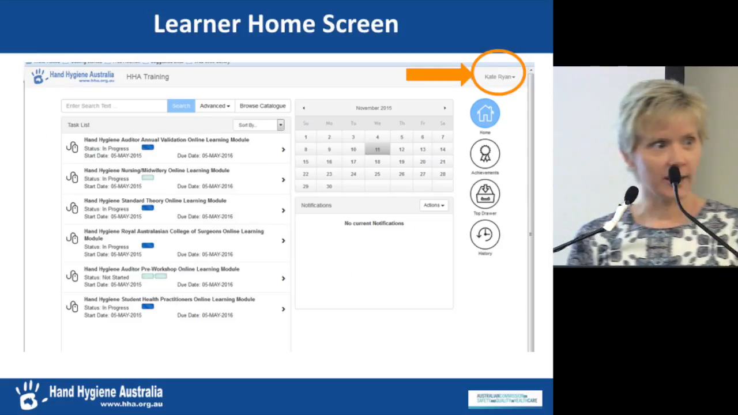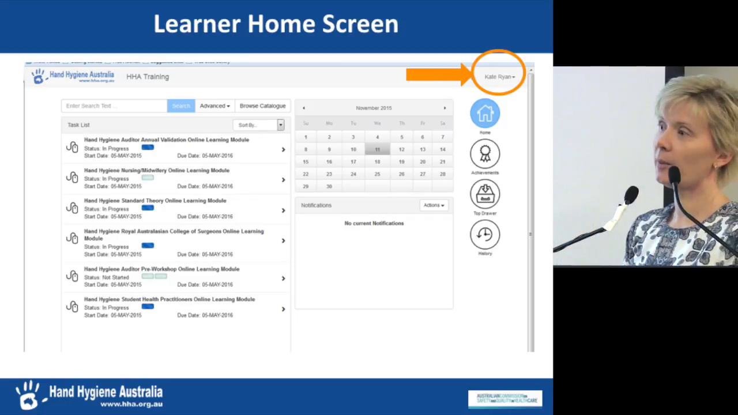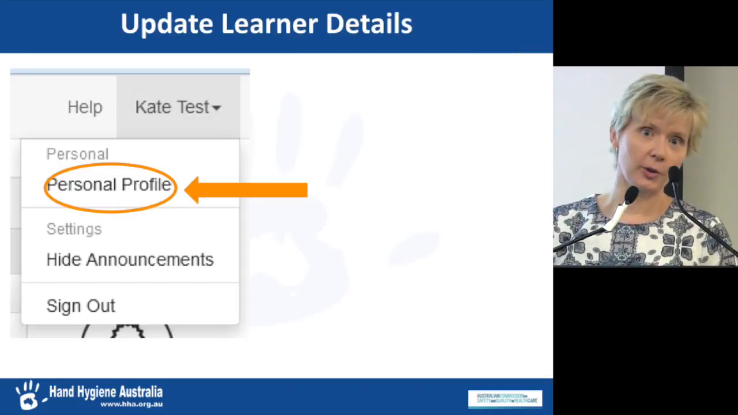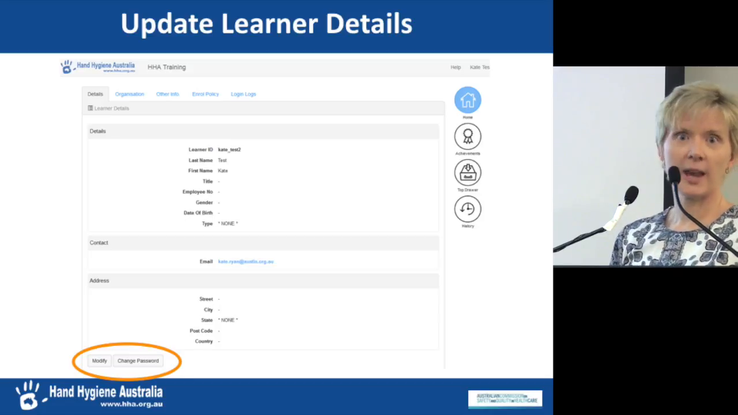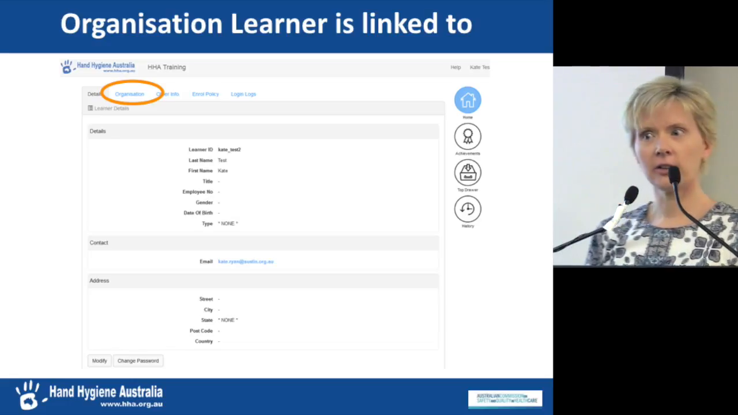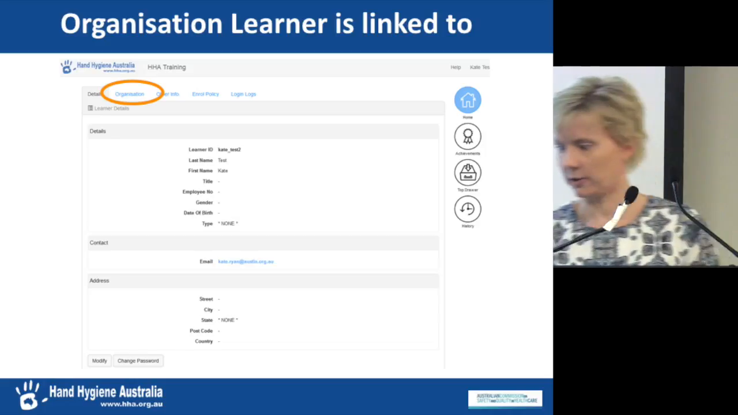So to assist people with that, if they can actually manage to log in, then as per the hiccup that Karen just talked about, if they click on their name in the top corner, select the personal profile button, they can actually update all of their details, their name, their email address, or anything else that they need to change. If they click on the organisation tab, they can also see which organisation they've attached themselves to on registration.